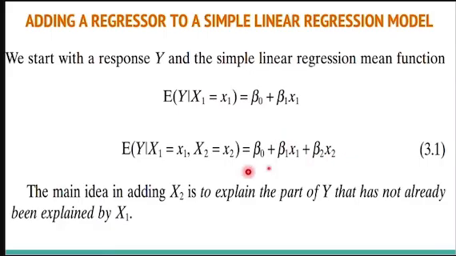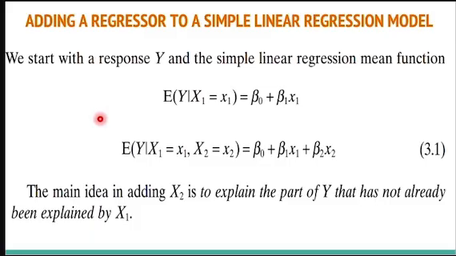But when you take a look at 3.1, a new variable has been added, which we call x2. The mean function becomes extended. This is an extended mean function. But why are we adding x2? We're adding the variable x2 maybe because x1 may not be able to explain all the variation in the response. There's a possibility that adding x2 explains parts of y that have not been explained by x1.